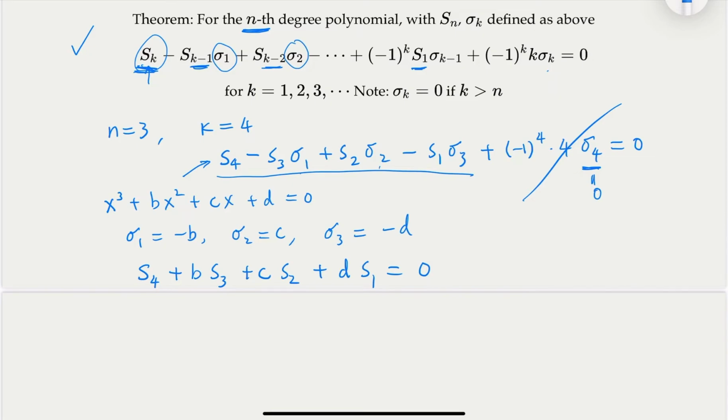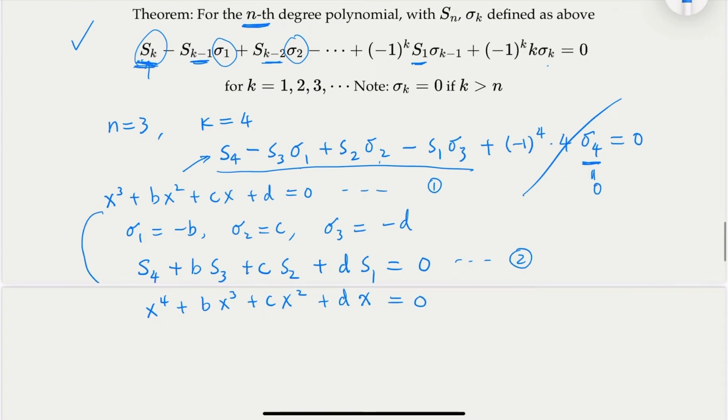What is the relationship between equation 1 and equation 2? Notice that for any root, if you satisfy equation 1, you multiply x by both sides. What do you get? You get x to the fourth plus b x to the third plus c x squared plus d x equals 0. And of course, if there are multiple roots, you can repeat this equation for each root. So let's try that.